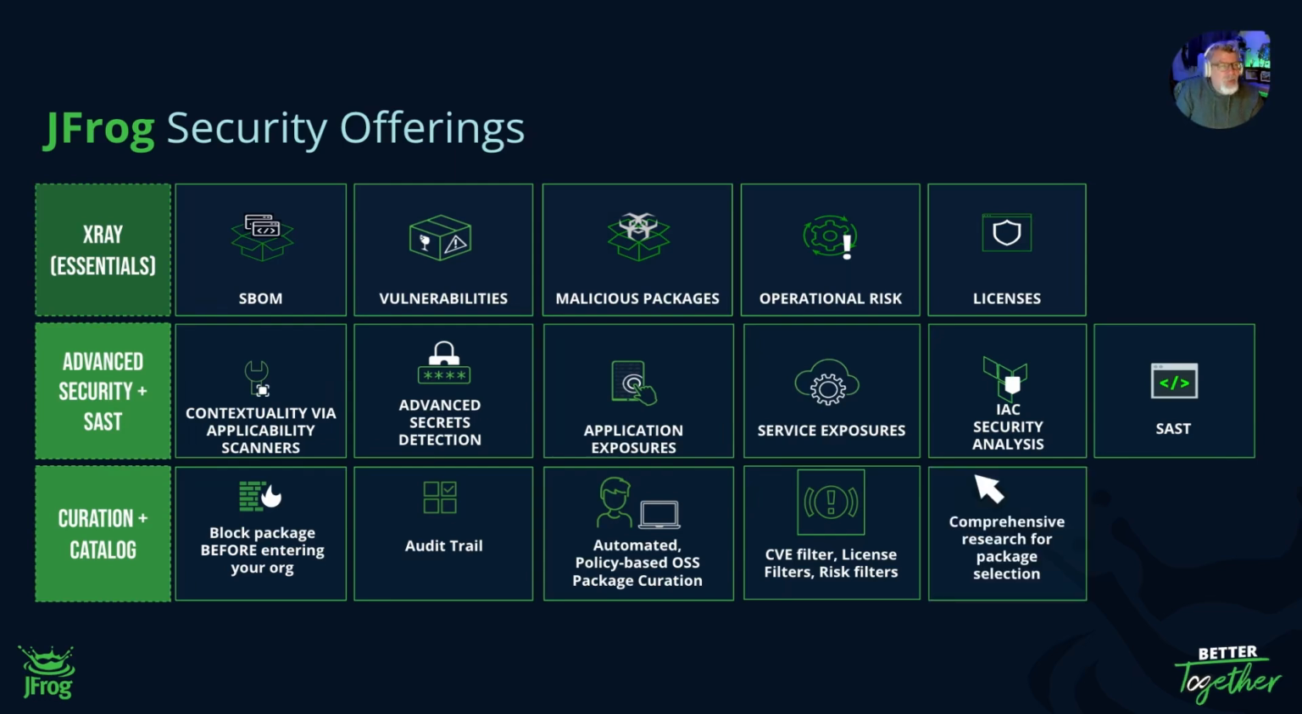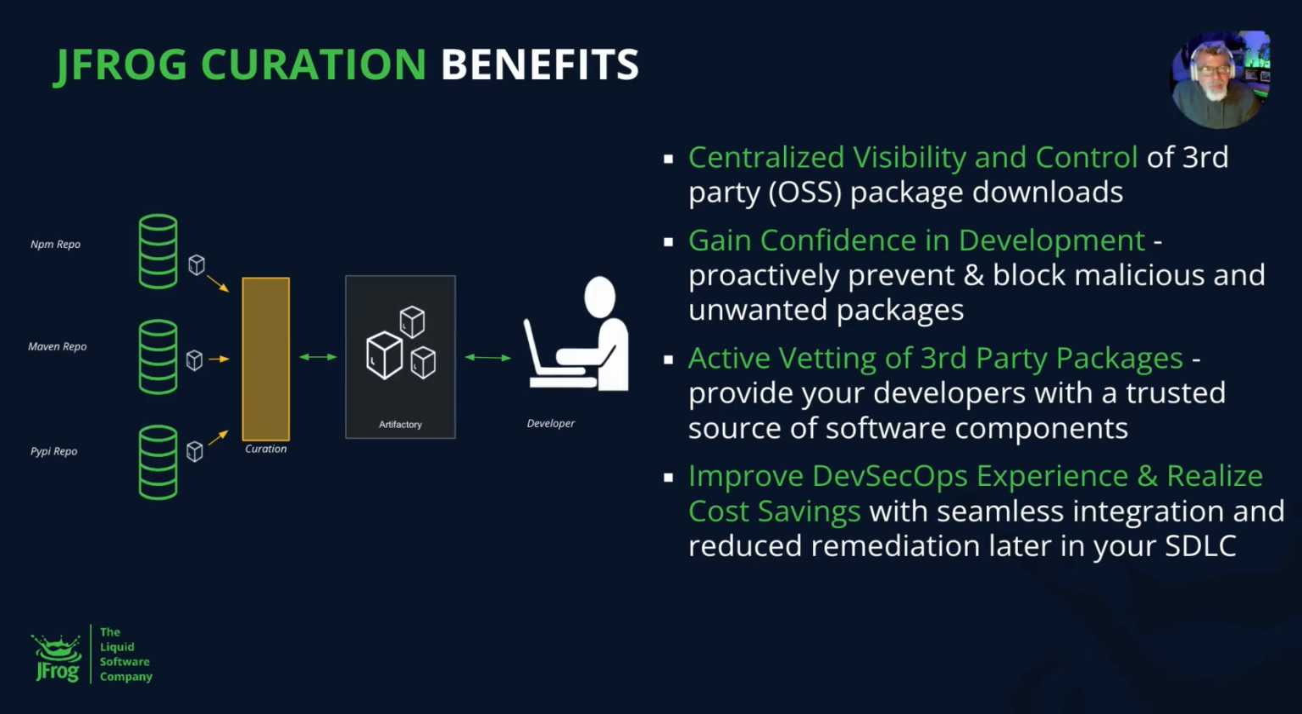And also, since we are a CNA, it also provides a series of comprehensive research for the package selection when you are using our catalog approach. And what are the benefits of it? First of all, it's centralized visibility and control, meaning that those third-party free and open source packages, you can go ahead and write rules to block them. You can also gain more confidence by having those preemptive rules. Blocking those malicious and unwanted packages preemptively allows you to set the stage for having a security-first culture.